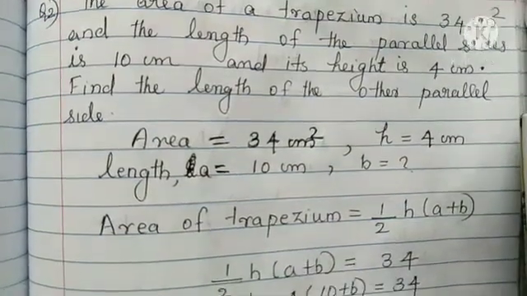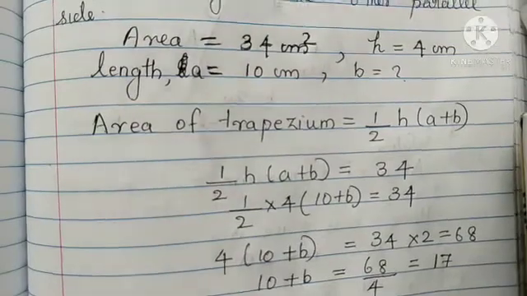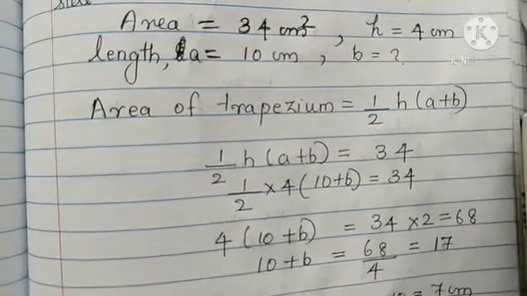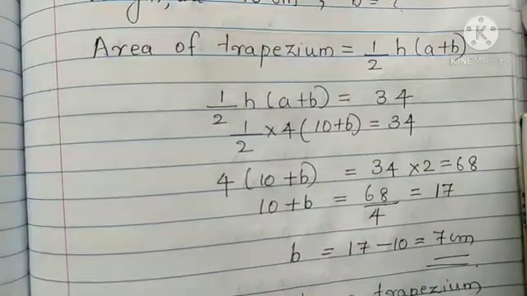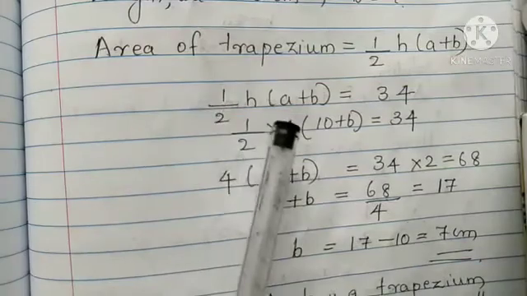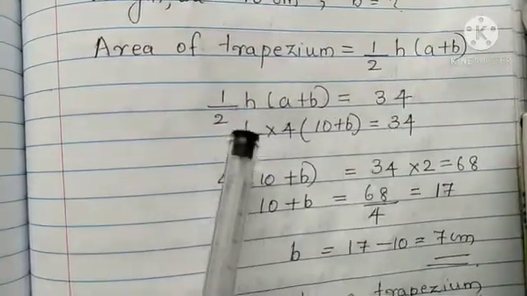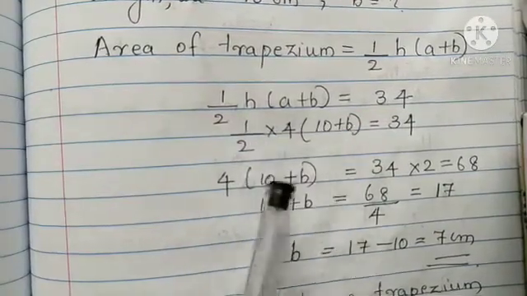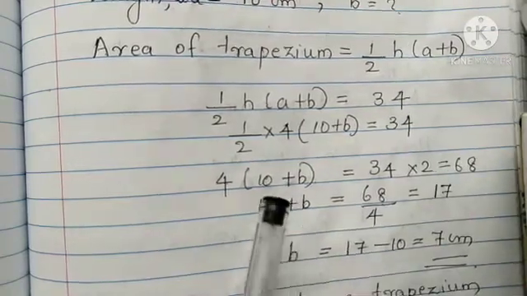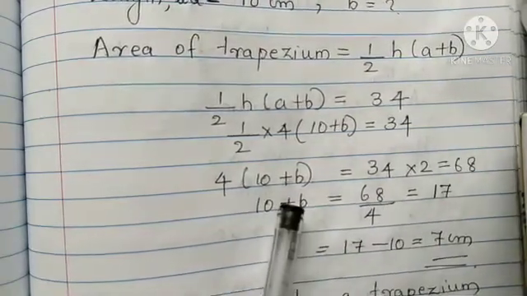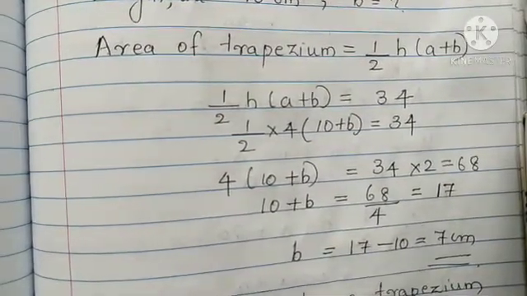So area of trapezium is half h into A plus B. Again area is 34, so we can write half h into A plus B is equal to 34. For height, h is 4, A is 10. Substituting the values we can write like this: 4 into 10 plus b, the 2 transposed here we will get 68. 10 plus b, the 4 we divide here, 10 plus b is equal to 17. B is equal to 17 minus 10, 7 centimeter.